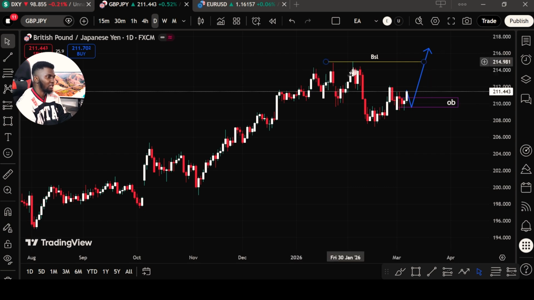So this is my buy side liquidity. I'm expecting price to clear this buy side liquidity, and I'm even expecting price to go higher. So let's see.